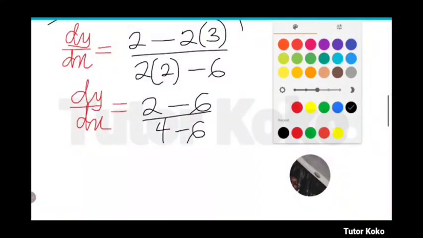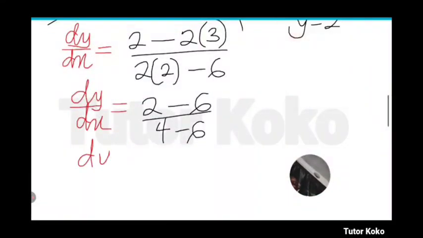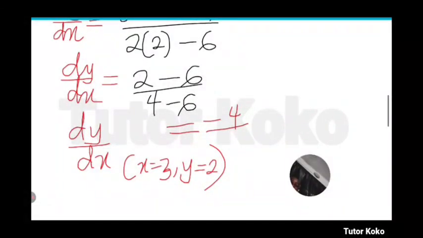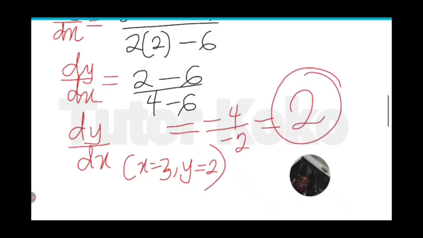So finally, dy/dx at x equals 3 and y equals 2 is going to give us 2 minus 6, which is minus 4, divided by 4 minus 6, which is minus 2, and that gives us 2. So for that question, the answer is 2.